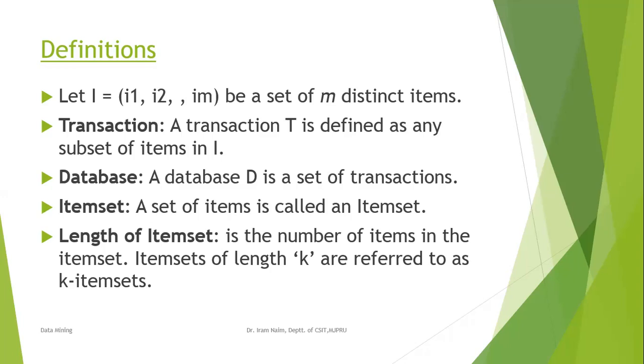So what is an item set? A set of items is called an item set; a combination of items is called your item set. What is the length of the item set? It is the number of items in the item set. Item sets of length k are referred to as k-item sets. It means that if within the basket you have only 3 items, we call it a 3-item set. If you have only 1 item, we call it a 1-item set.